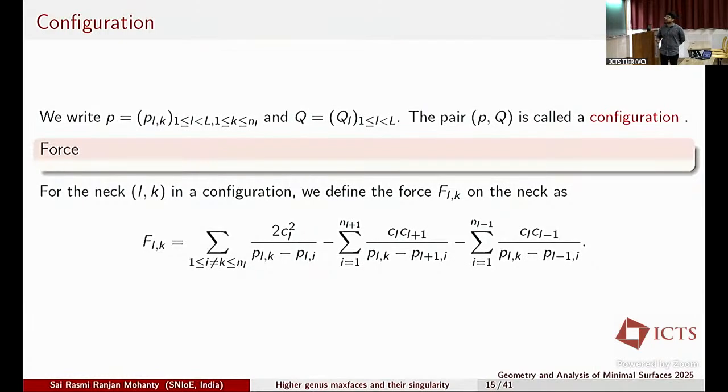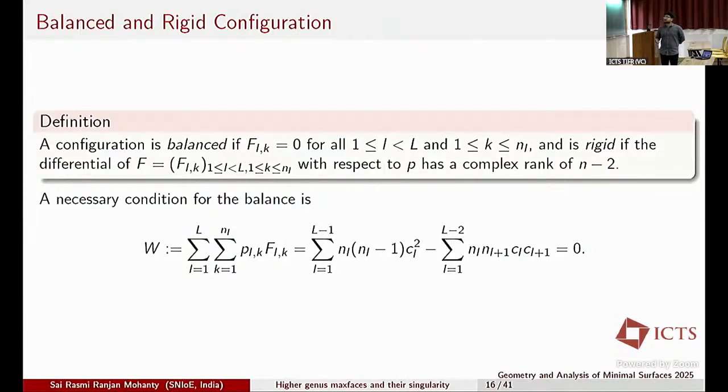And here we define a few notions using this configuration. At each neck, we define a force in terms of this configuration P and Q. This configuration is balanced if at each neck this force is 0, and this configuration is rigid if the differential of this capital F with respect to P has complex rank n-2. And there is one necessary condition of balance: if the configuration is balanced, then this is the necessary condition.